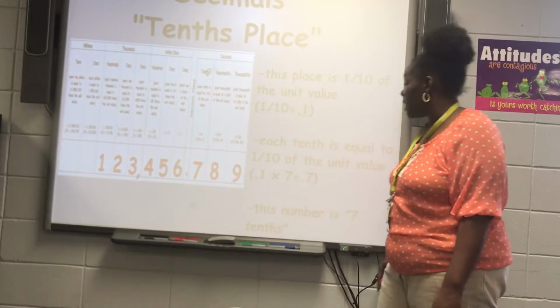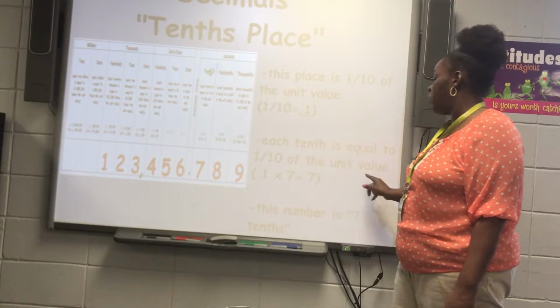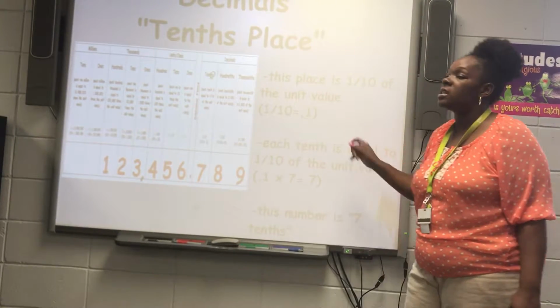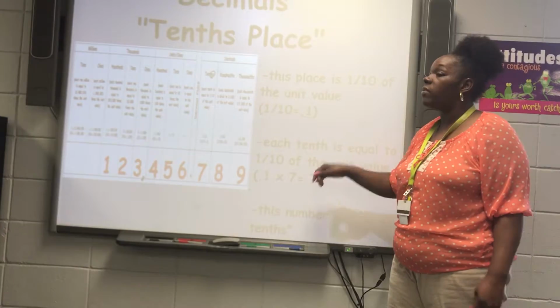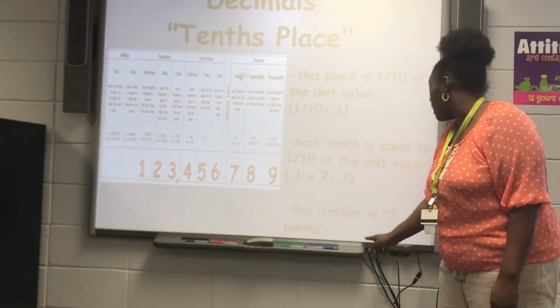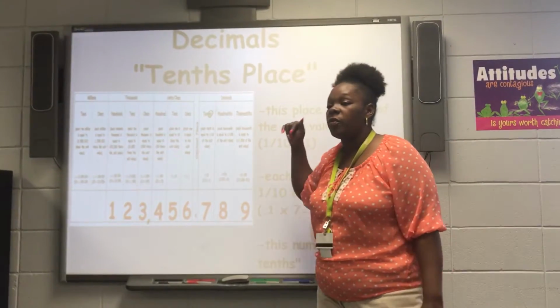7 tenths. So each tenth is equal to 1/10 of the unit value. So we have 1/10 times 7. How many tenths do we have? 7 tenths. So this number is 7 tenths. Any questions so far?